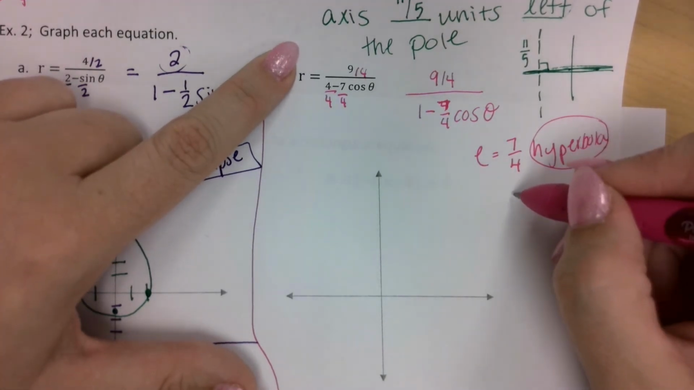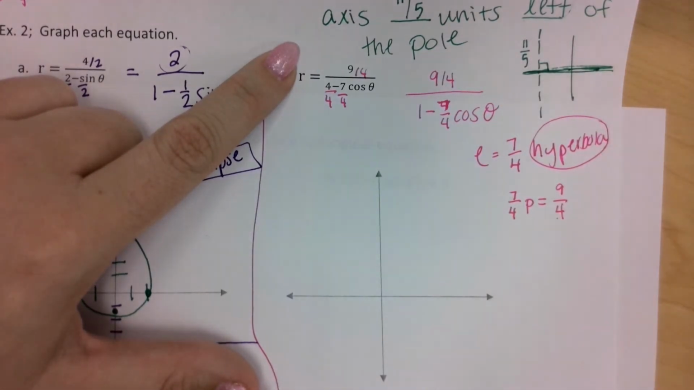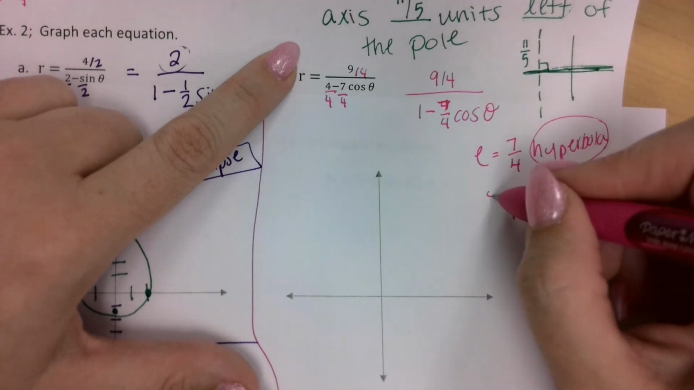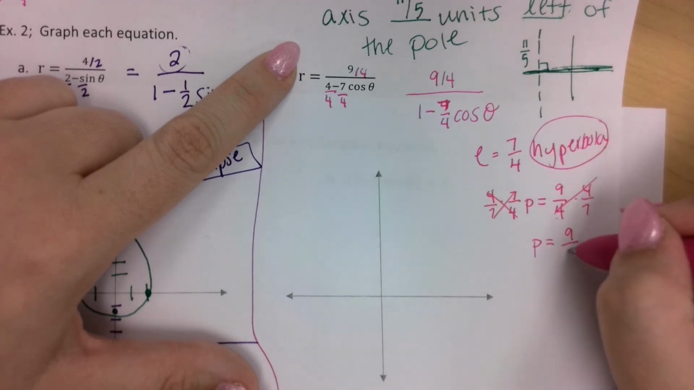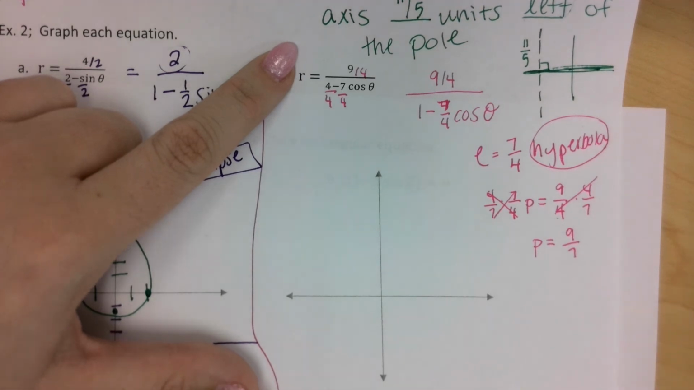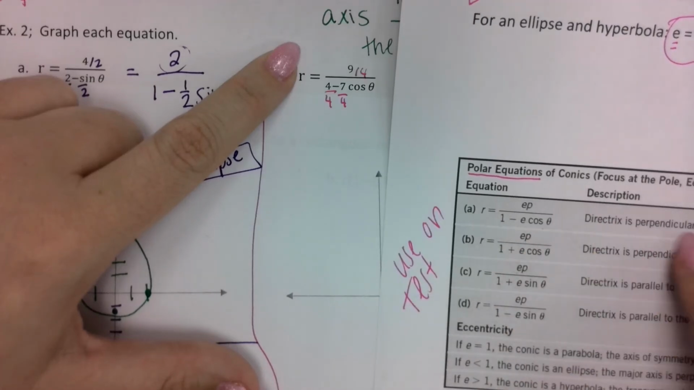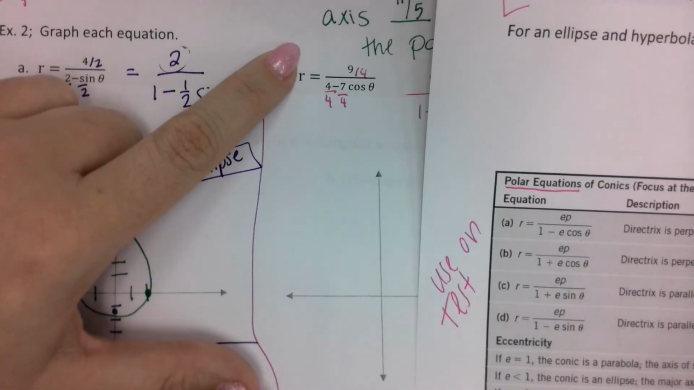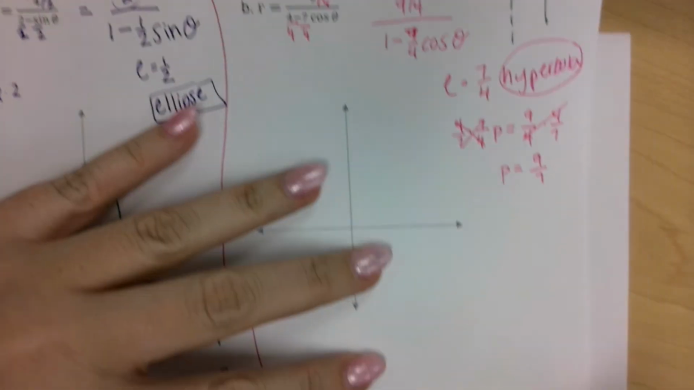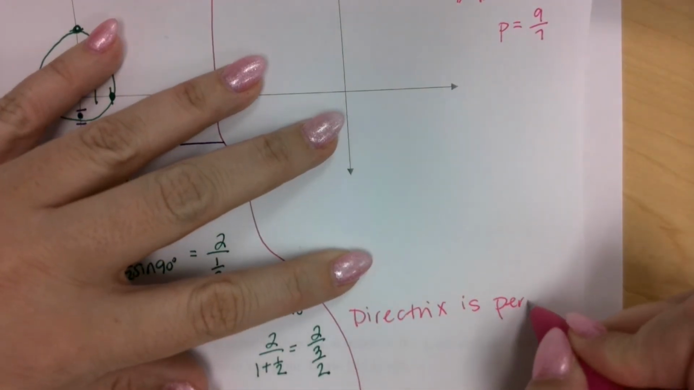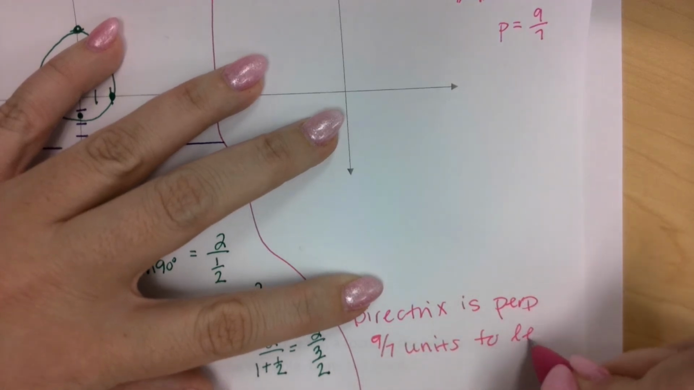We need to figure out P. So 7 over 4 times P equals 9 over 4. When we solve for P there, multiply by 4, divide by 7. We end up with 9 over 7. So P is 9 over 7. Let's look here. It's 1 minus cosine, 1 minus cosine. Copy this down. Directrix is perpendicular, P units left. So directrix is perpendicular, P units, so 9 over 7 units to the left.